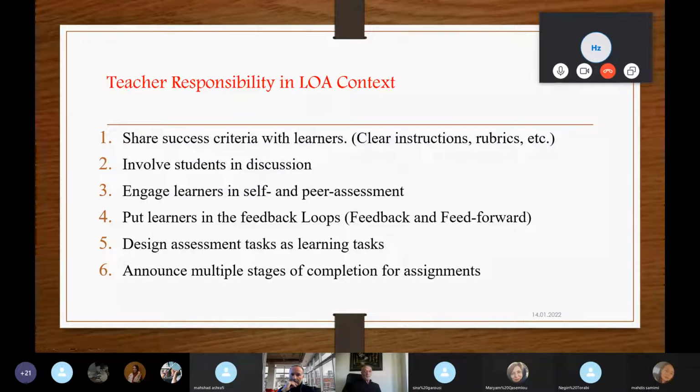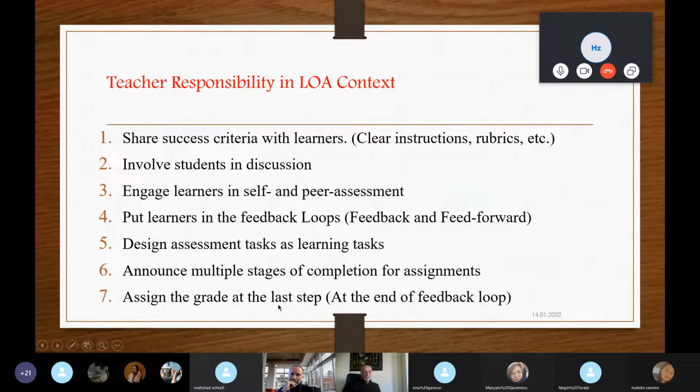And important, assign multiple stages for the completion of assignments. The moment you give a grade to an assignment, it is finished. Students won't look at them. But if you give them opportunities to prepare the first draft, the second draft, the third draft, and grade it in the last step, after all the feedback and feed-forward process and learning has happened, then it's going to be effective. Assign the grade at the last step.